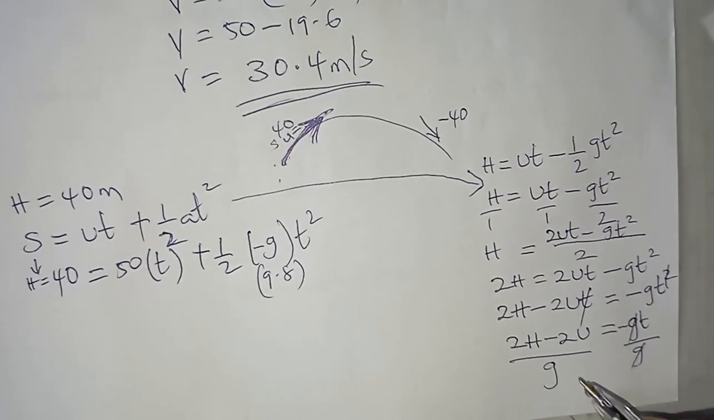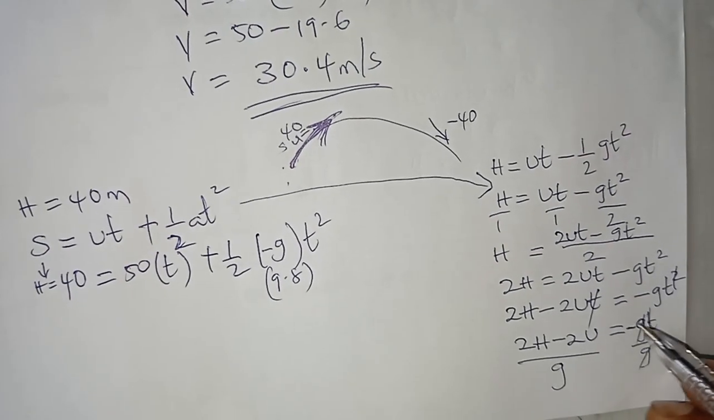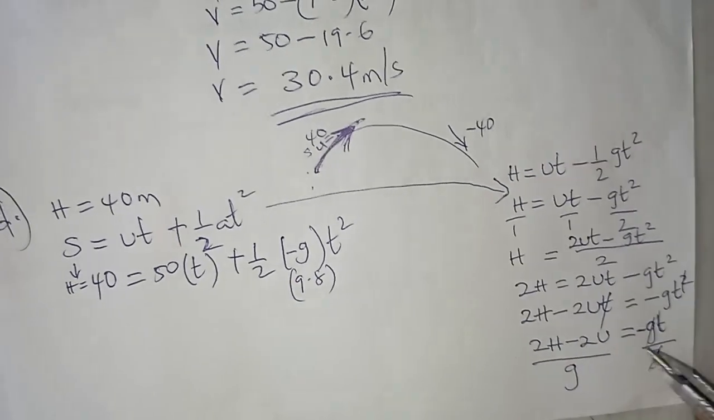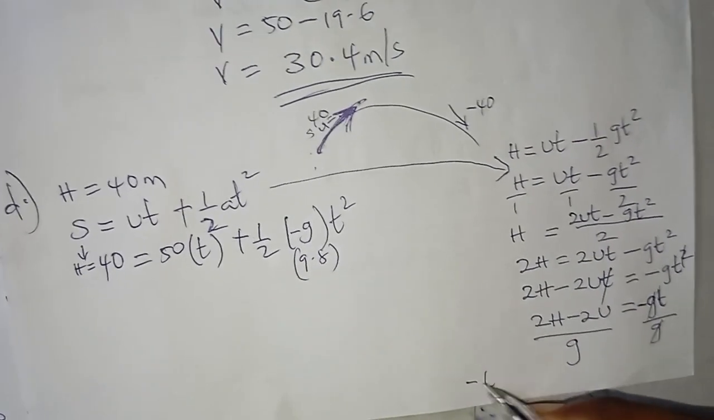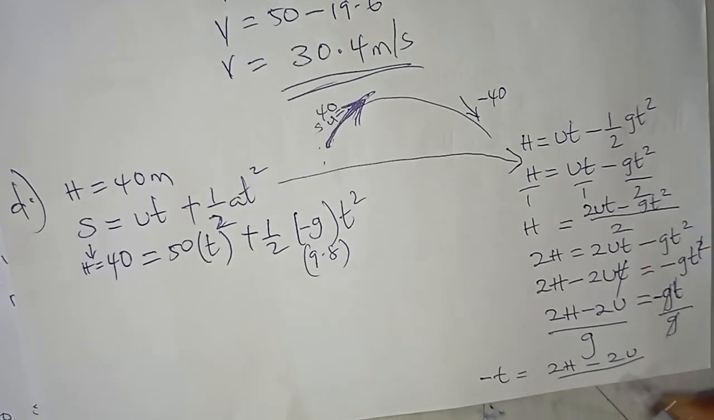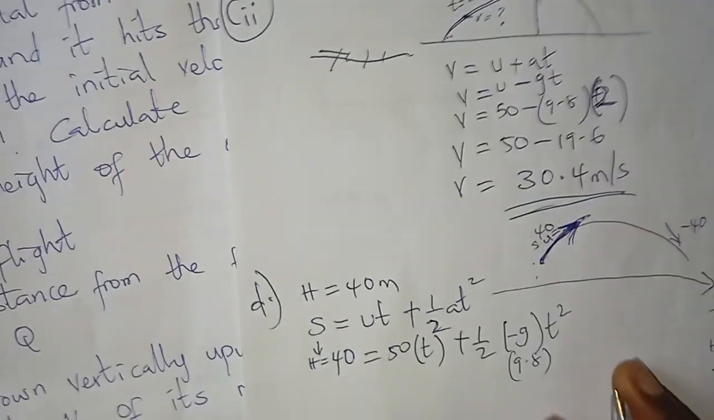If it's minus t, I can divide both sides by minus so that the minus comes here. It's the same thing as saying minus t equals 2h minus 2u all over g. So this is what we will use to solve. Let's go and put it there.